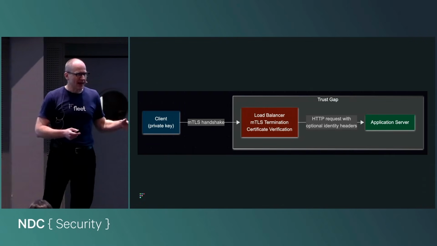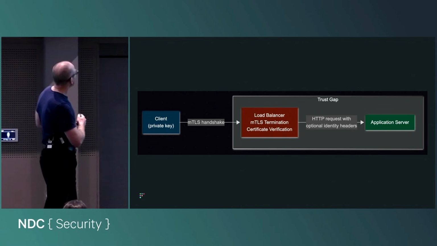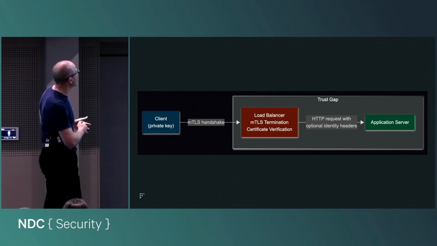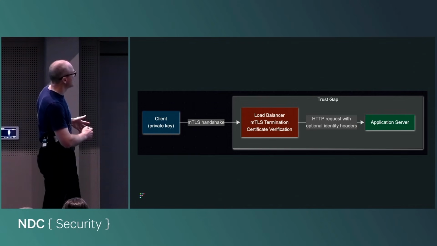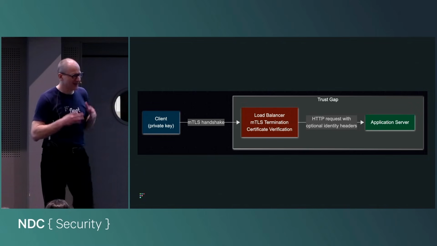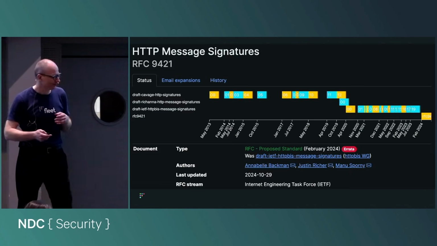But architecture still matters. In many systems, mTLS terminates at the load balancer or edge proxy. If that's the case, you have to make sure that verified device identity is preserved downstream. However you do it, the device identity can't disappear at the edge. The trust chain has to remain intact end to end.